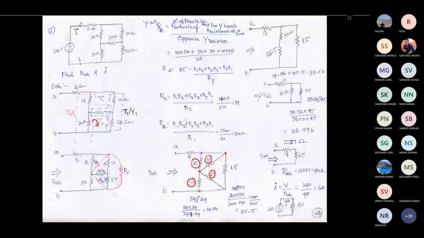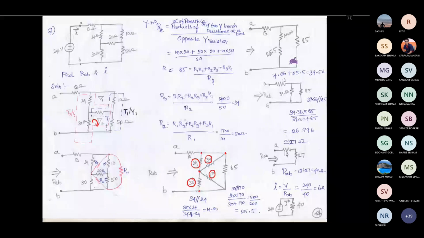In that case, you can find the equivalent resistance of each parallel combination. For 24 and 34, you get an equivalent resistance of 14.06 ohm, which you can see clearly in the next circuit. Similarly, for the 30 ohm and 170 ohm resistors in parallel, the equivalent resistance is 25.5 ohm. Now these two resistors are connected in series, so obviously you can find the equivalent resistance.